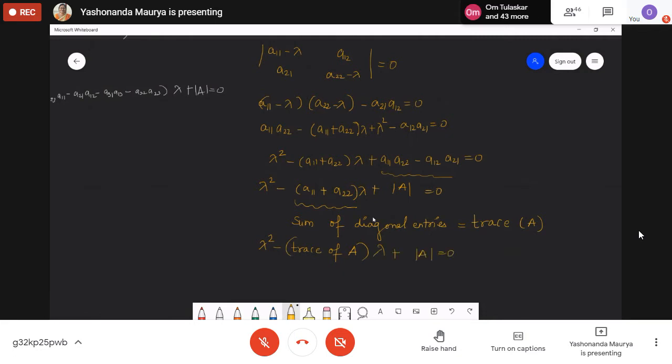Now how do we remember this? The first term is positive, then negative, alternate signs will appear. Starting from the first one being positive, then here we have the trace, and here we have the determinant.